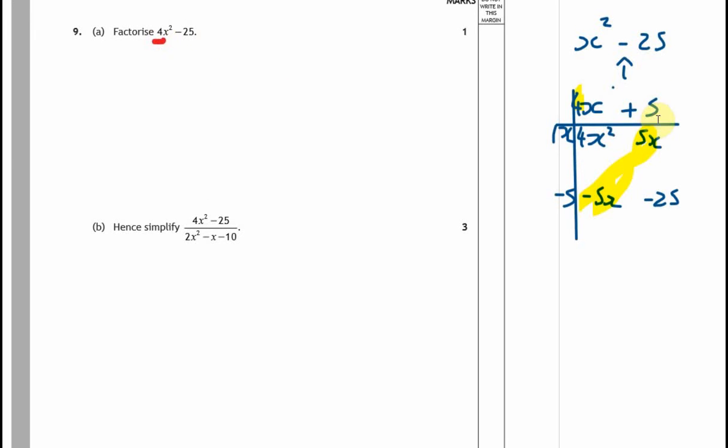If there's going to be no x term, the two brackets need to be the same, but with a different sign. Again, that's going to cancel out the x terms. So what I really want is a 2x and a 2x. That still gives me 4x squared, but now I'm going to get 10x and minus 10x. So they still cancel out, just a different number.